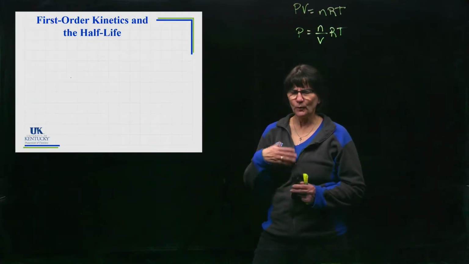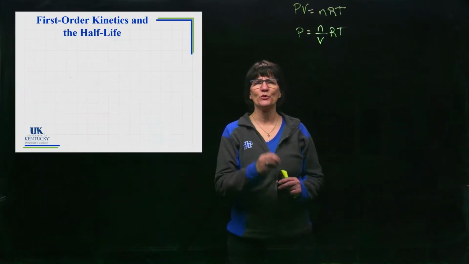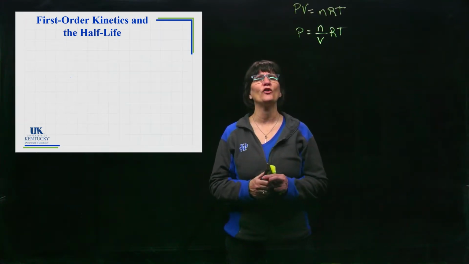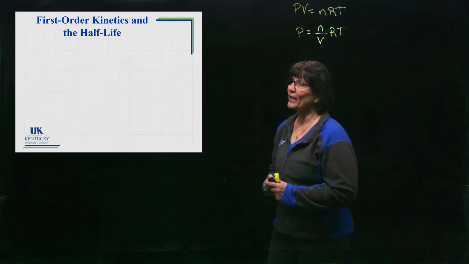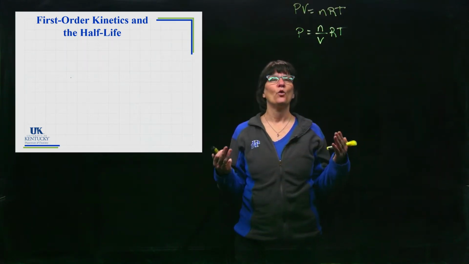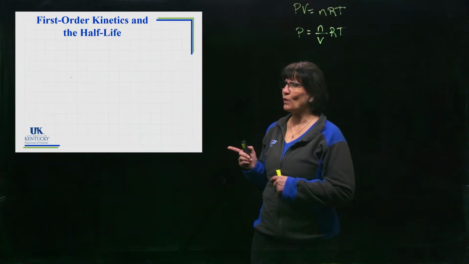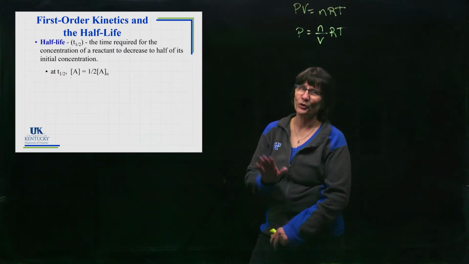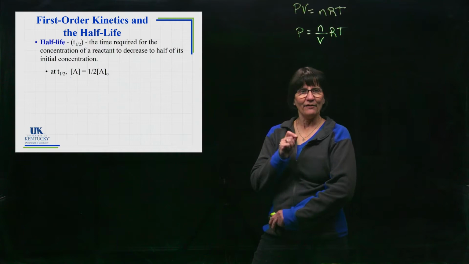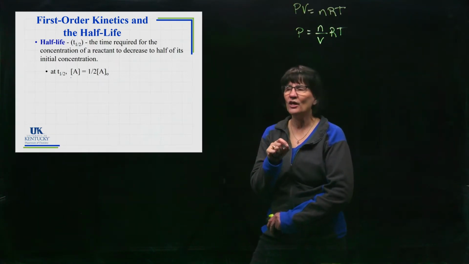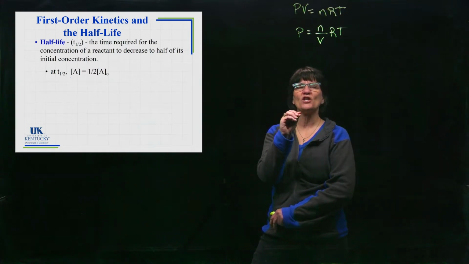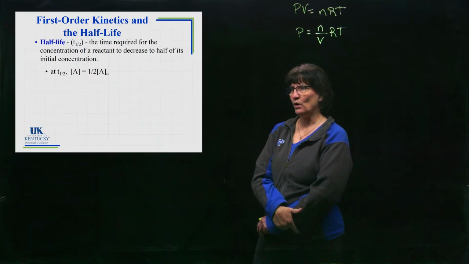All right, when we talk about the speeds at which reactions take place, one of the things that we use as a measure of the speed is something called the half-life. So we're going to look at half-life for first-order kinetics. We're going to derive the equation first, okay? Well, first we're going to define it. What is half-life? Half-life is the time it takes to consume half of your reactant. So drop the concentration to half of what it was.